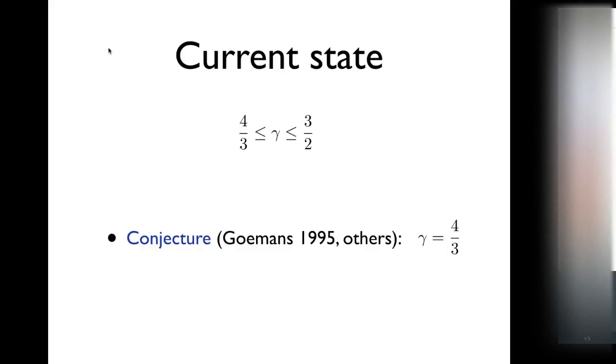Now, there's a long-standing conjecture. It was made explicitly in a paper by Goemans, but it had been floating around for a while, that in fact the gap should be at its lower bound, that the gap should be 4/3. But we don't know how to prove it.